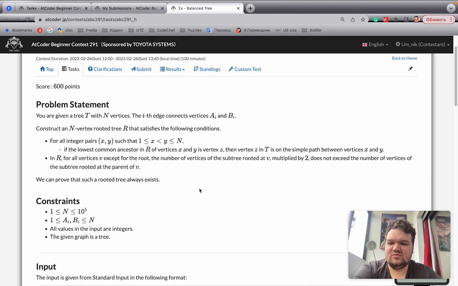Okay, and the last problem, we have a tree. Construct a rooted tree R that satisfies the following conditions. If the lowest common ancestor in R of X and Y is Z, then vertex Z is on a simple path between X and Y. In R, for all vertices V except for the root, the number of vertices of the subtree rooted at V multiplied by 2 does not exceed the number of vertices of the subtree rooted at the parent of V.